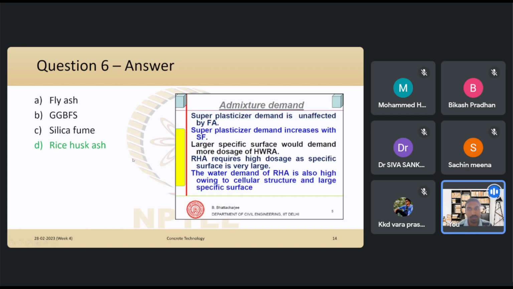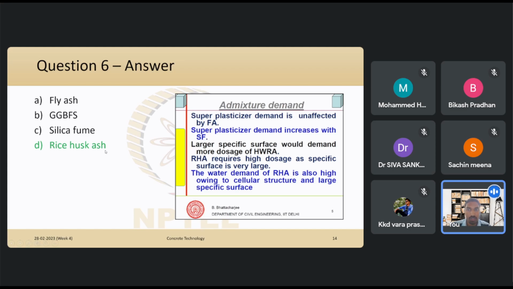Right, so as I said, this is related to the previous question. In the previous question we saw the water demand. Because of its high specific surface, rice husk ash increases the water demand by a larger extent than the other admixtures. So how do we compensate for this increase in water demand? We can use superplasticizers. Because the water demand is increased the most by rice husk ash, the demand for the superplasticizer will also be more for rice husk ash.